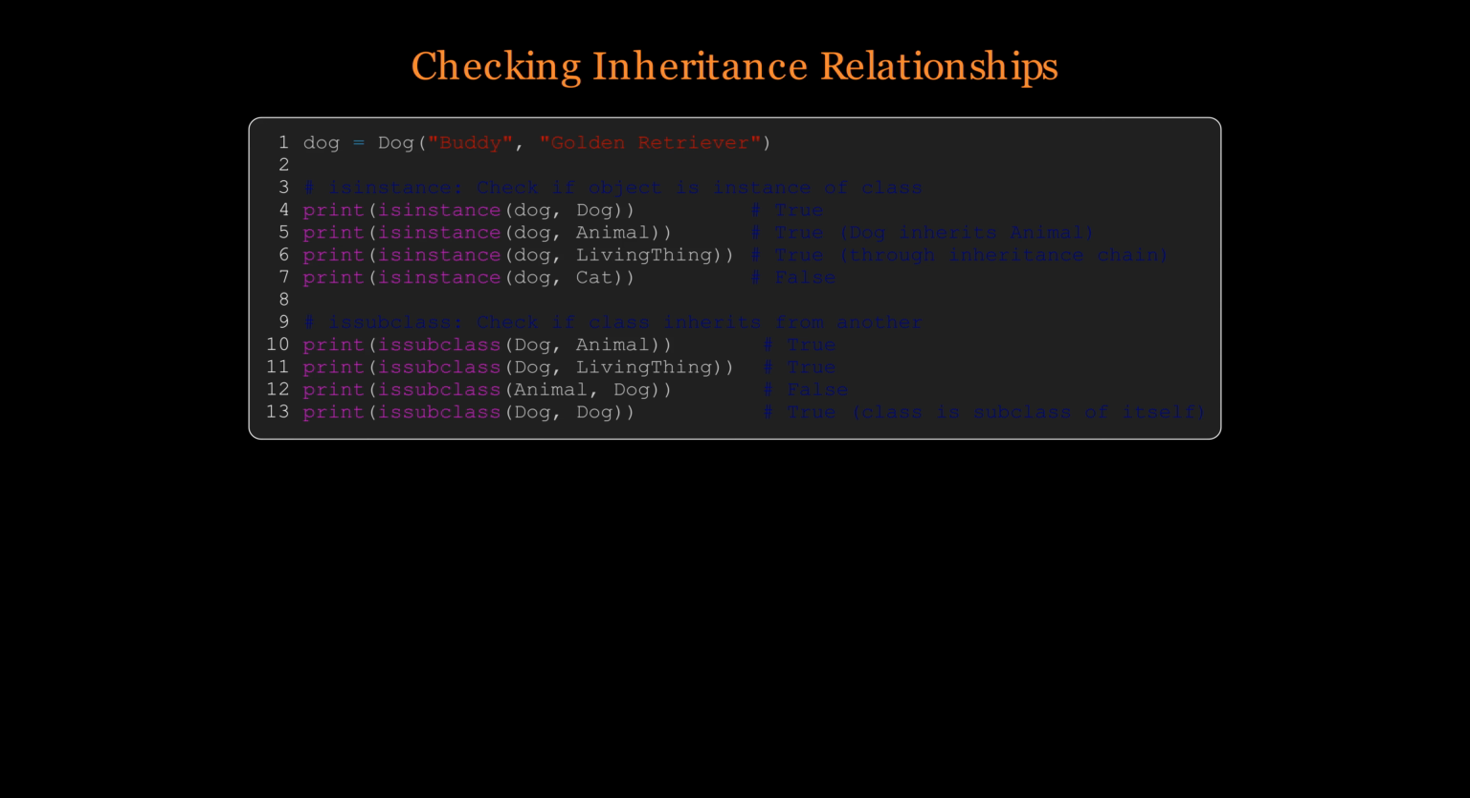Dog is a subclass of animal and living thing. Animal is not a subclass of dog. Interestingly, a class is considered a subclass of itself. These functions are useful for type checking and validation.